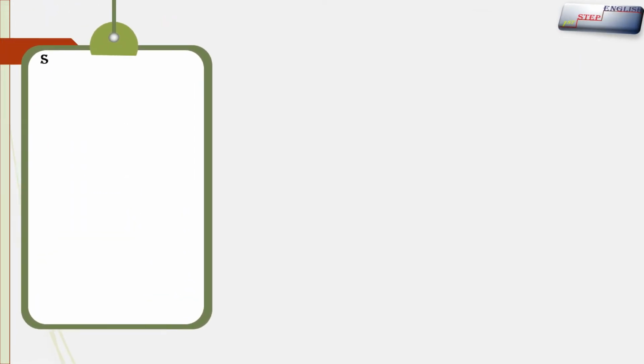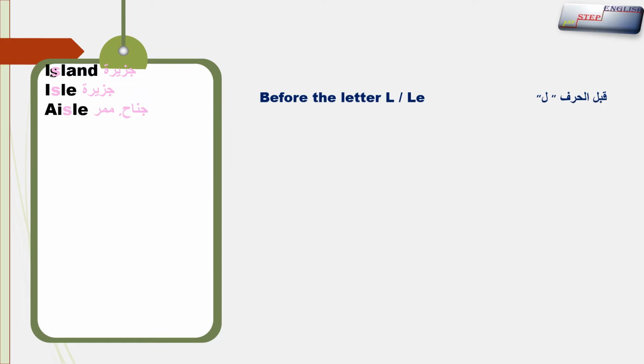Our second letter for today is S. S is silent in island, isle, and aisle. Island and isle with I-S-L-E are synonymous. Both mean a piece of continental land surrounded by water. Isle and aisle are homophones. It means they are pronounced similarly but have different meanings. In these 3 words, the S is silent before L or LE.